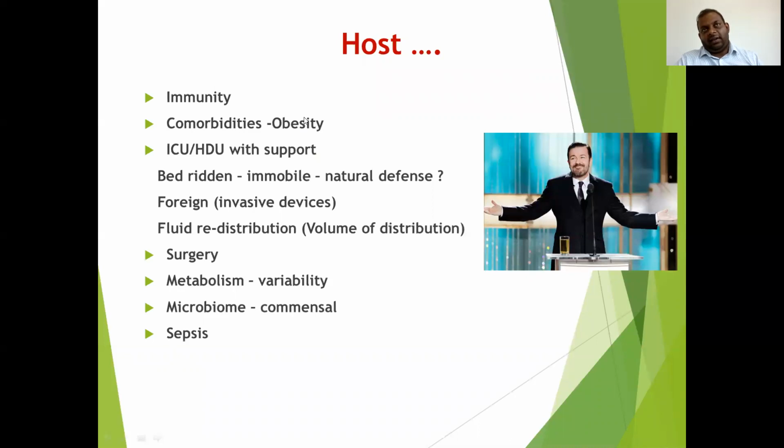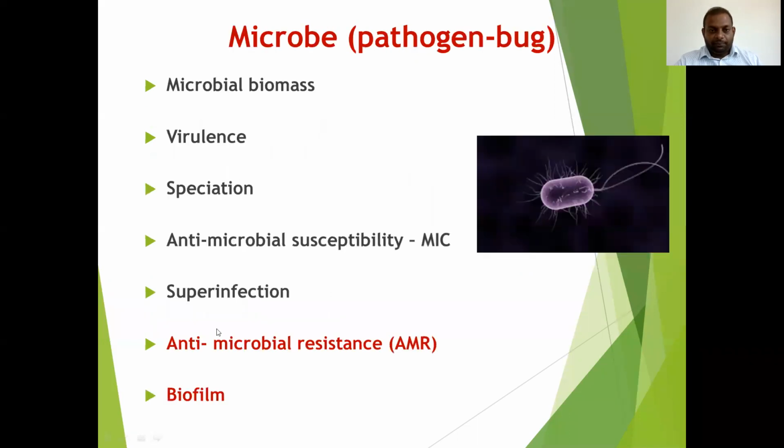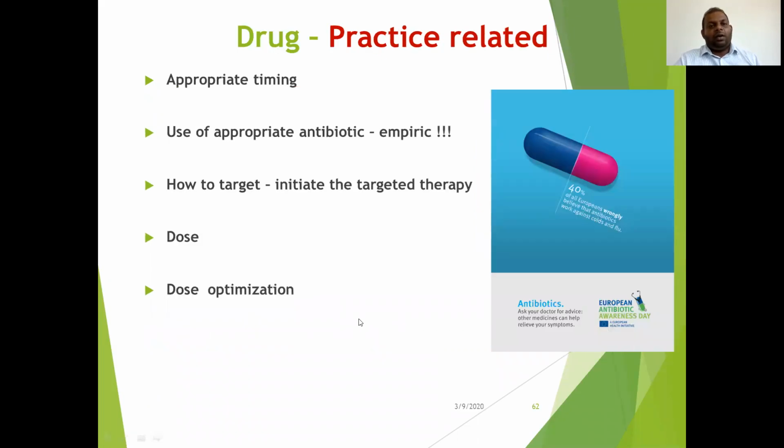Comorbidities, if obese, is another syndrome. Hospital admission, ICU admission, HDU admission. A patient in surgery who has undergone stress, on high corticosteroids, is more prone to develop infection. Metabolic disorder, sepsis, is another entity. About the microbial biomass, as I said: virulence, speciation, antimicrobial susceptibility, antimicrobial resistance, biofilms, these are the factors. About the drug, we'll say practice related.